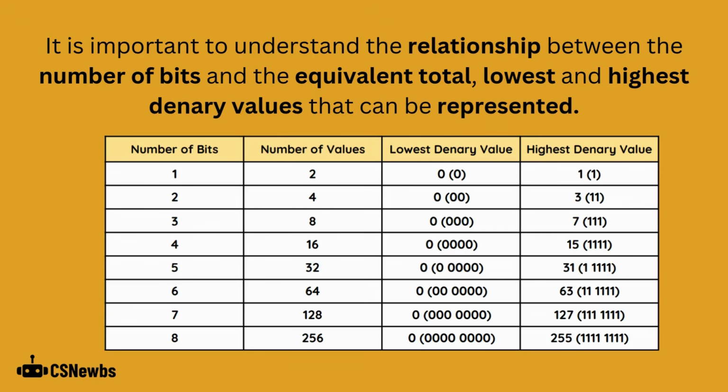Do not be tricked. The lowest denary value that can be represented by any number of bits is always 0. And the highest denary value is the total number of values take away 1. For example, with 8 bits, you can represent 256 different numbers, the lowest being 0 and the highest being 255.